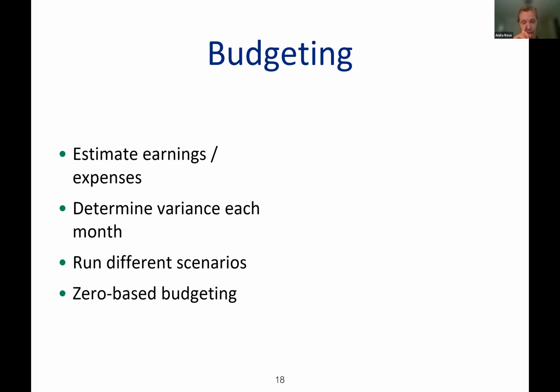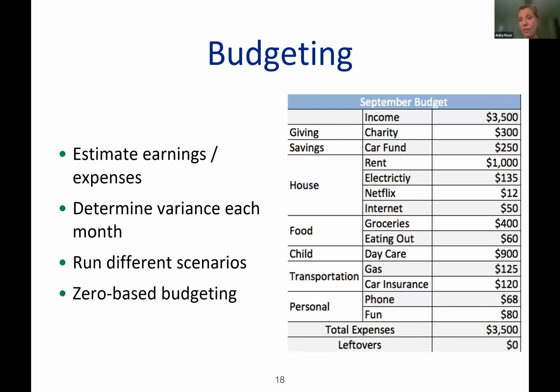Let's talk about budgeting. So we want to take a look at our estimated earnings and our expenses. Sometimes we know what our earnings are, and that's great. We can fill that in the Excel spreadsheet that I provided to you. So go ahead and put that information in there. We want to determine a variance each month because we want to plan for savings for ourselves, right? And run some different scenarios.